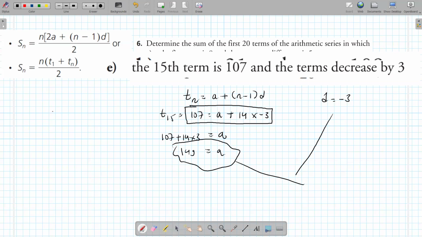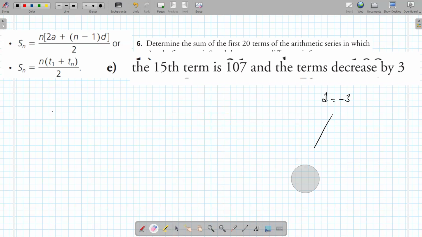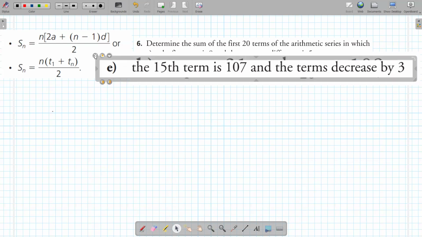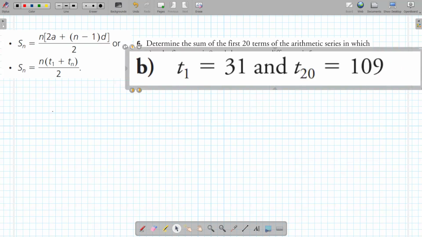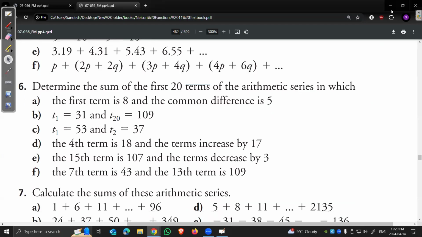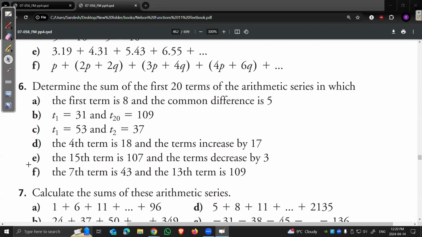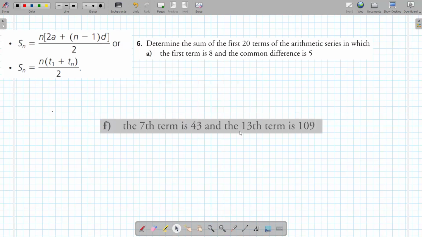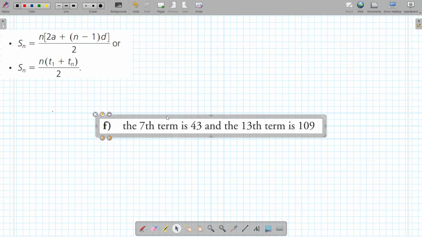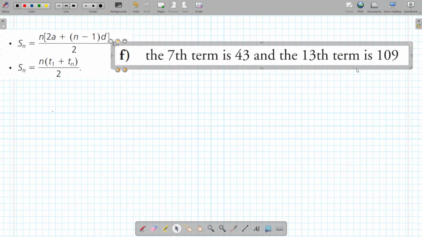We have our A, we have our D. We're going to use the first formula there. It's just a plug and chug there, and you are done. So if the A value is missing, you're given Tn, you're given D. First find your A by using the sequence formula. Tn is A plus n minus 1 D, and then you can plug it in there. What about for part F? What are we given? Do we have our D or A?